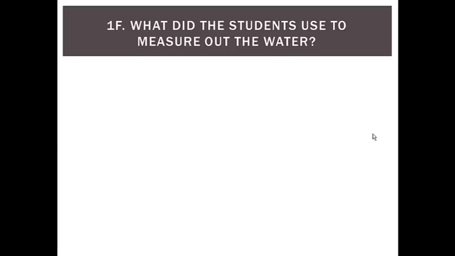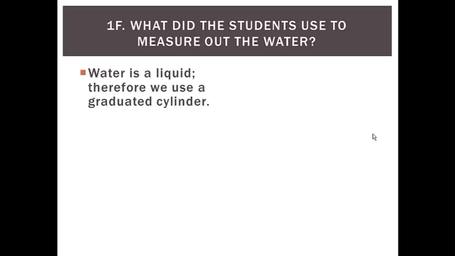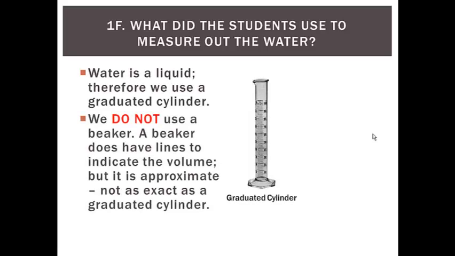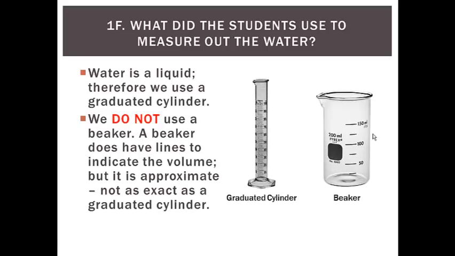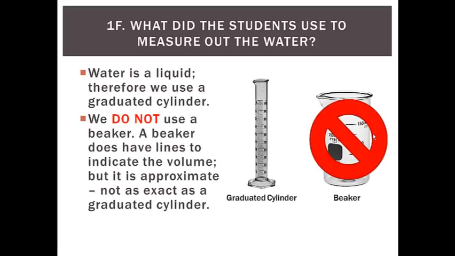What did the students use to measure out the water? Water is a liquid, therefore we use a graduated cylinder. We do not use a beaker. A beaker has lines on the side of it that indicate the volume, but it is approximate. It is not nearly as exact as a graduated cylinder. So you could take a graduated cylinder and measure out 100 milliliters and dump it into a beaker, and it will not read 100 milliliters, I promise.